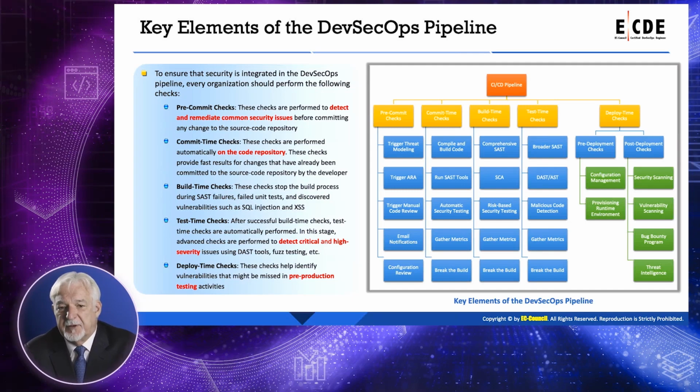And we have test time checks. After the successful build time checks are accomplished, test time checks are automatically performed. In this stage, advanced checks are performed to detect critical and high severity issues using dynamic testing tools and fuzzing and things like that. And then at the deploy side, these checks help identify vulnerabilities that might be missed in the pre-production testing activities. And on the right, you can see a graphic representation of what we just talked about with the CI/CD pipeline and the pre-commit checks, the commit time, build time checks, test time checks, and deploy time checks.